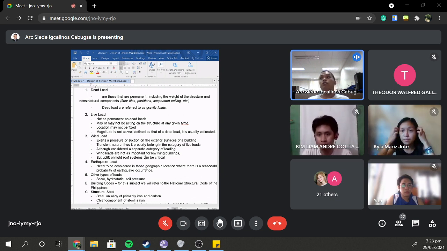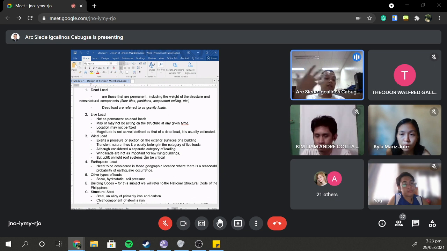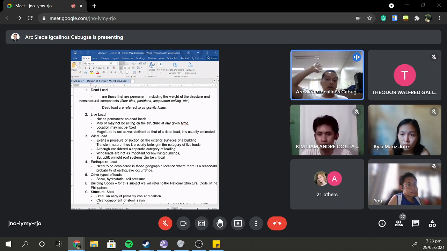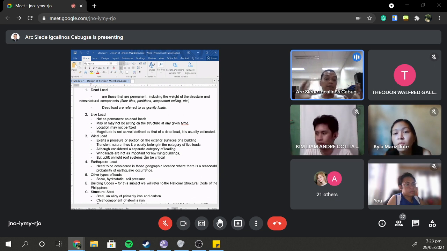Okay? So imagine the building, imagine the engineering building. The wind will blow on the walls, on the surface area of the engineering building. So it is critical for medium-rise buildings, those tall buildings.